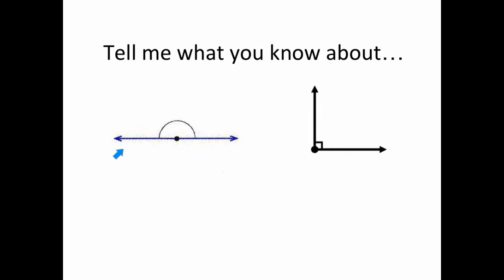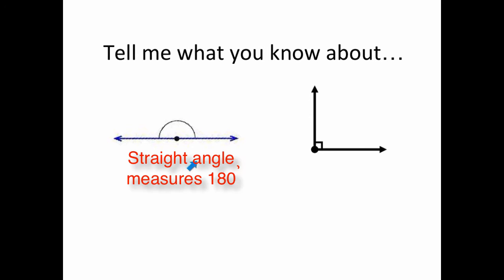All right, here's what I want you to do. Look at this image in front of you that I'm tracing with my blue arrow. What can you tell me about that image? I would say that it looks like a straight line. I see this arc right here, so then it makes me think of angles, and a straight angle measures 180 degrees.